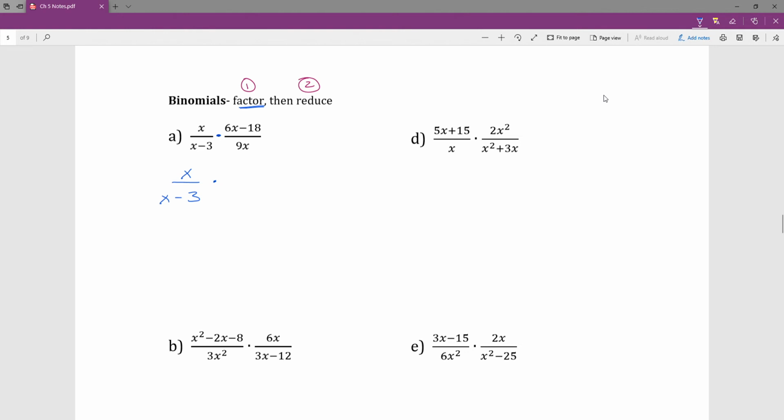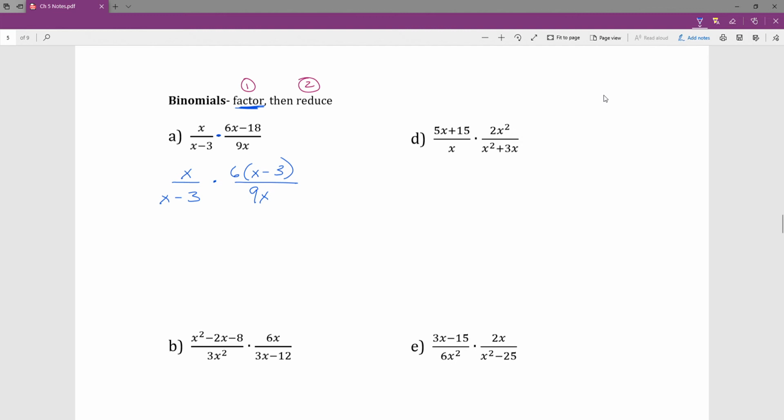The top part of the second rational expression, I can see a 6 as a common factor, and factoring that out, I'd be left with an x minus 3. The bottom part, nothing I can do with a 9x. But now I have everything factored, I can reduce anything that I can see.